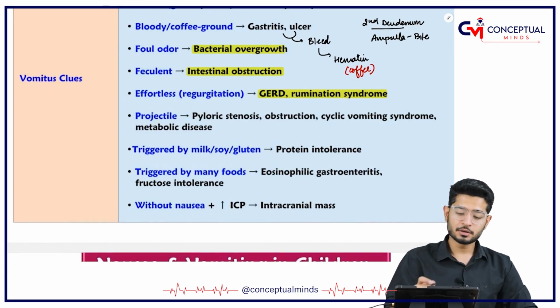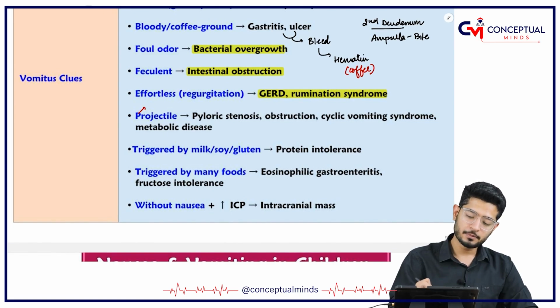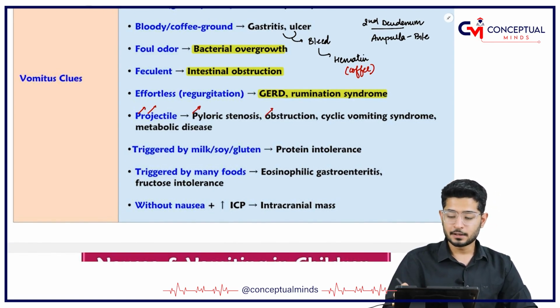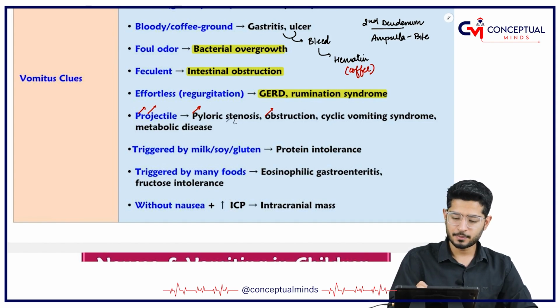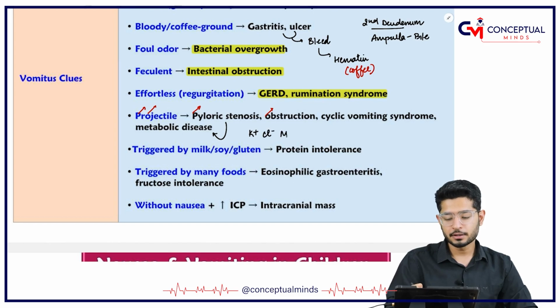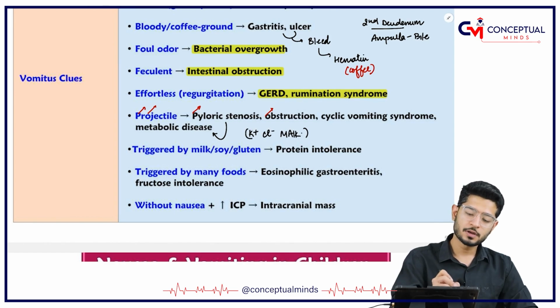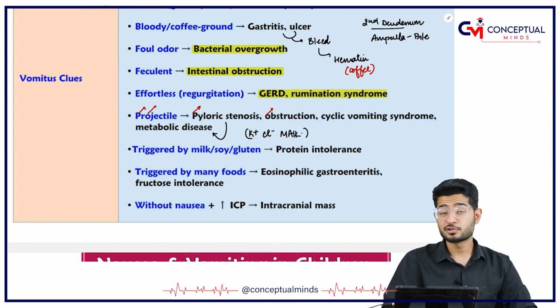Projectile, very very important, please remember projectile. P for pyloric stenosis, O for obstruction. Okay, and some metabolic diseases also. Actually, from pyloric stenosis, of course, we have discussed this in detail, and there I told you that there is hypokalemic, hypochloremic metabolic alkalosis. So these are the metabolic issues where there is vomiting. Projectile vomiting is something which is going to happen.